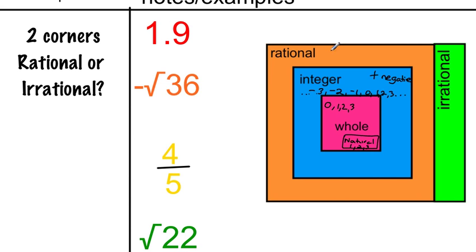When I get to rational numbers, that's where I'm going to add in any decimals that I see. That's how I would classify it. And I'm also going to add in any fractions that I see. If I see a fraction, I automatically am going to think rational.